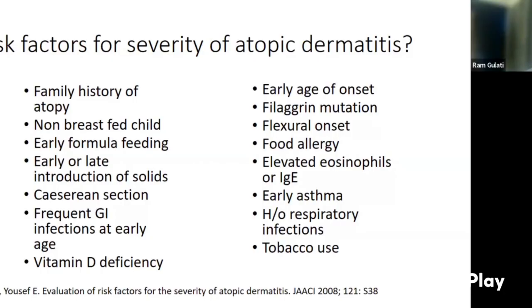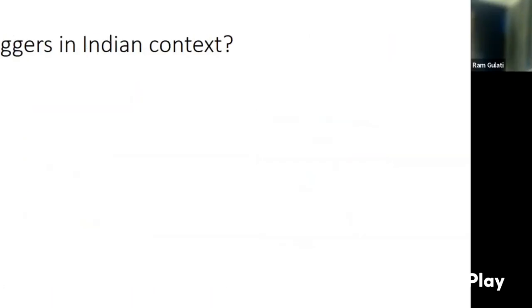So the parents have to be very much advised that food allergy is not the cause for eczema. It may be an exacerbating factor. And if taken control of, the eczema may become much more easily manageable as compared to what it was. Again, elevated eosinophils and high IgE have sometimes been shown as a marker for more severe eczema. And if you've got other atopic conditions, a history of respiratory infections, and in adults, it's been shown that maybe tobacco use may be associated with more severe atopic dermatitis.